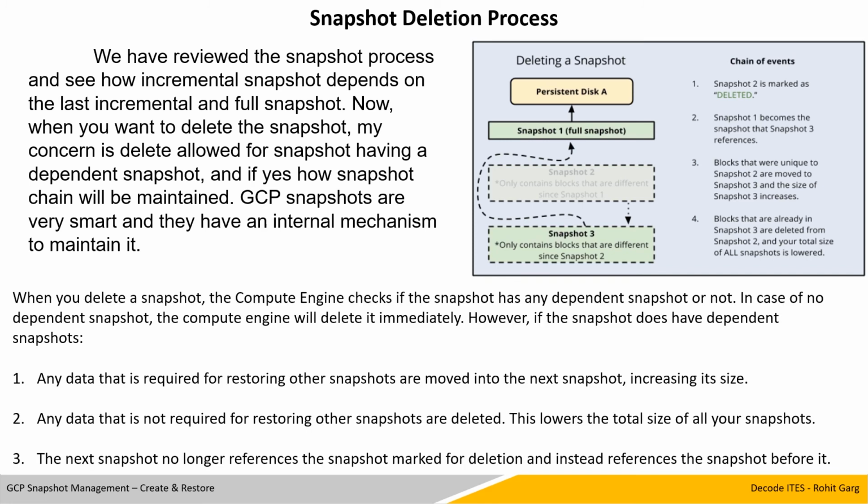When you delete a snapshot, Compute Engine checks if the snapshot has any dependent snapshot or not. In case of no dependent snapshot, Compute Engine deletes it immediately. However, if a snapshot does have a dependent snapshot, then any data that is required for restoring other snapshots is moved into the next snapshot, increasing the size of that particular snapshot.